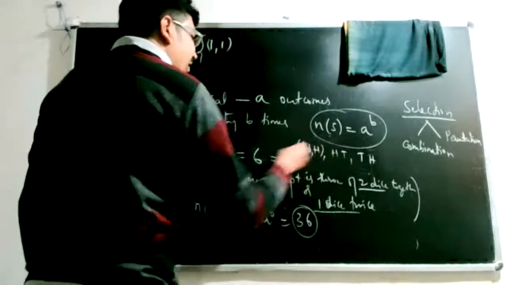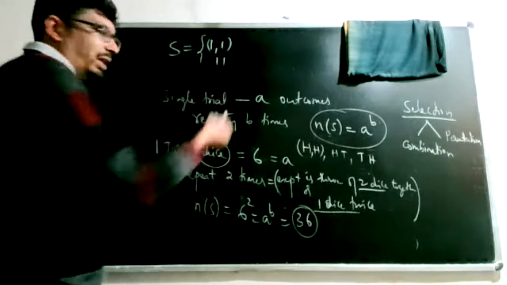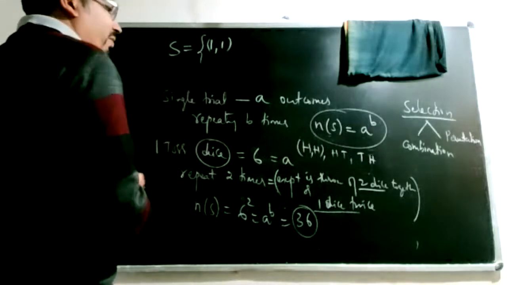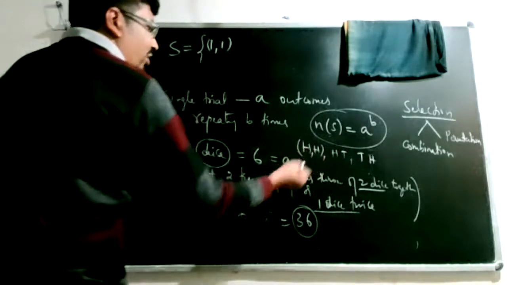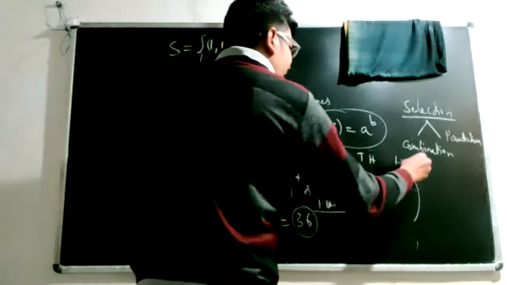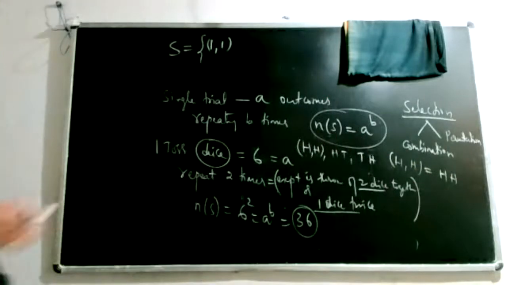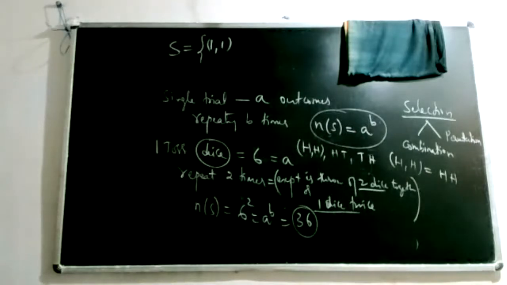We can't just directly write it as 11, because it may be misread, so we write (1, 1). Here, writing H, H or HH is the same, so it is indicating the same. First one is the result of the first coin or the first throw, second one indicates the result of the second coin or second throw.